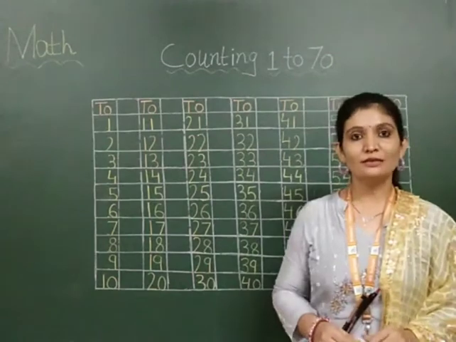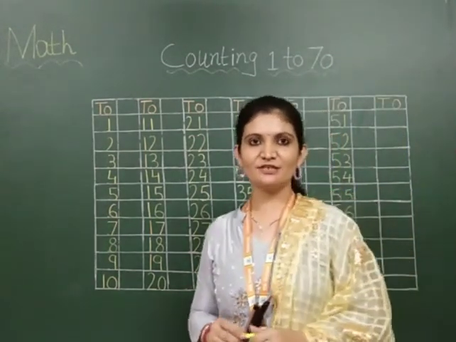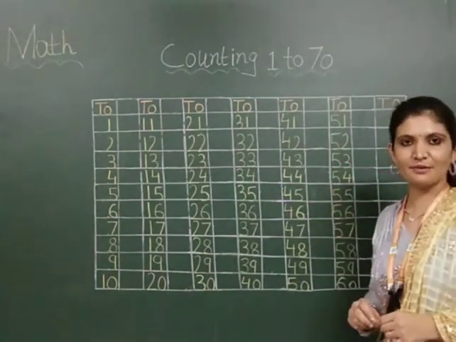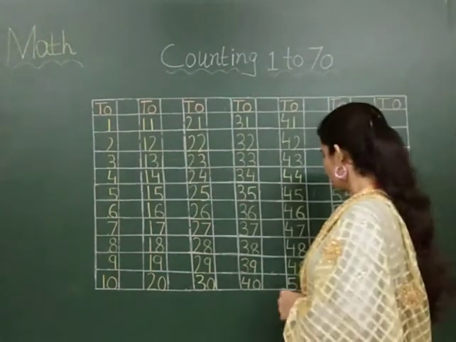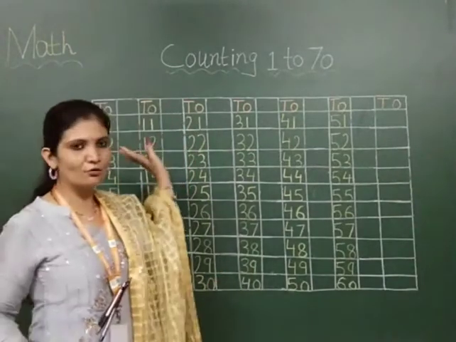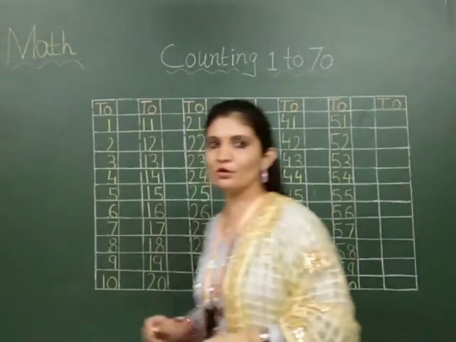In previous videos you learned counting 1 to 60. Now I will teach you counting 61 to 70. But before that we will do a quick revision of numbers 1 to 60. You can see that I already wrote the numbers 1 to 60 here. Now we will do an oral practice of this.